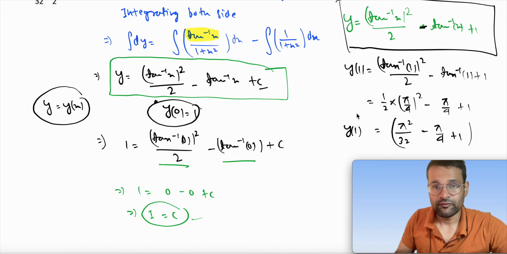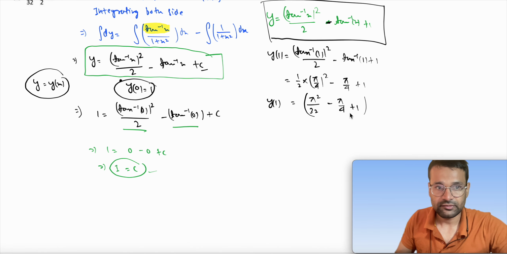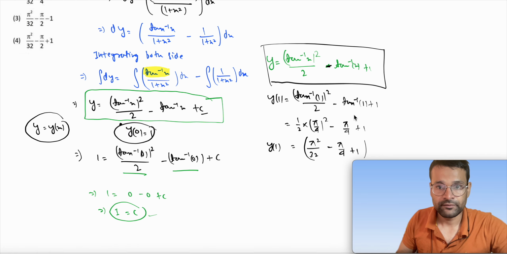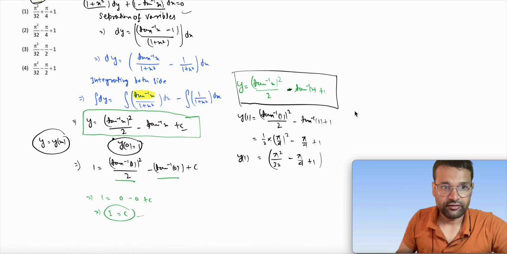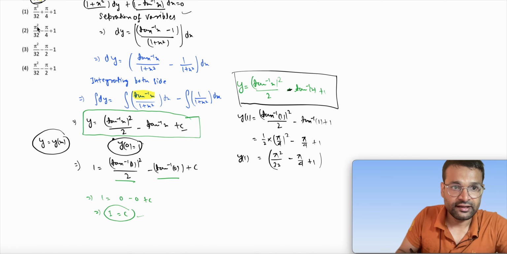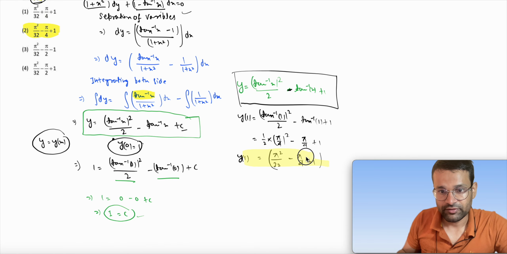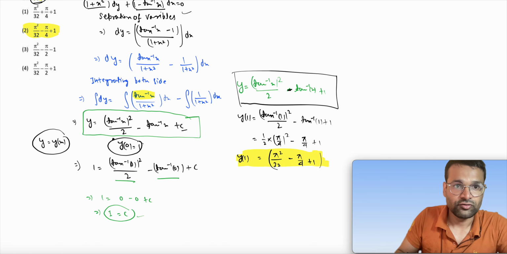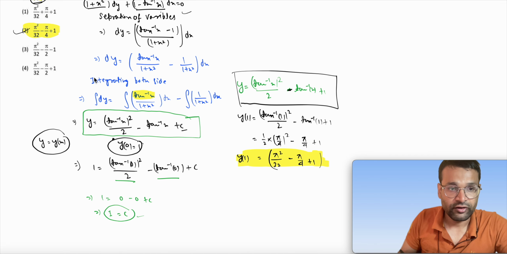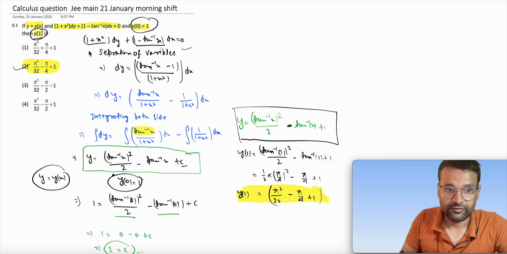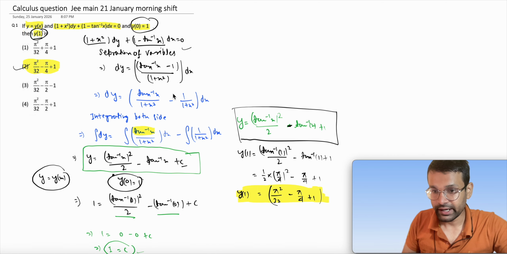Now we see which option matches. Let us zoom out. Now you can simply see that option 2 matches our answer. So option 2 was the correct one. Our answer is option 2 of this question number 1. Now we go on to our next question.